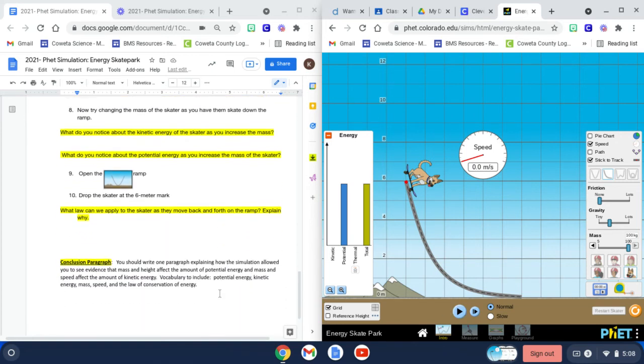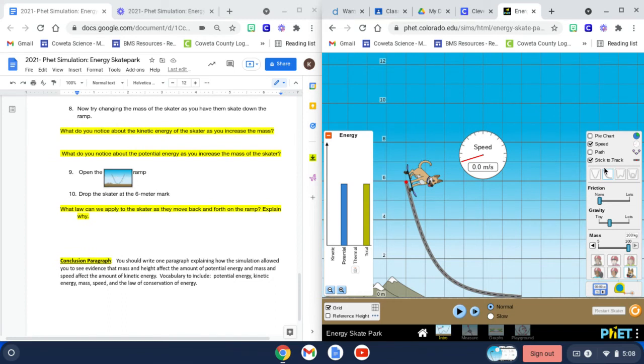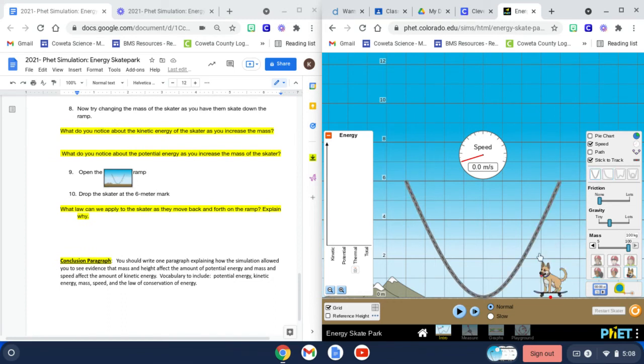Once you finish that, you're going to open the ramp again. So when we're going back to this U-shape ramp, it says drop the skater at the 6-meter mark. So I'm dropping them at the 6-meter mark. And then I'm going to, of course, hit play. What law can we apply to the skater as they move back and forth on the ramp? Explain why. So look at your vocabulary. What law relates to this and why? Look at your graph. What's going on in your graph here? Okay, so you're going to write at least a sentence there.